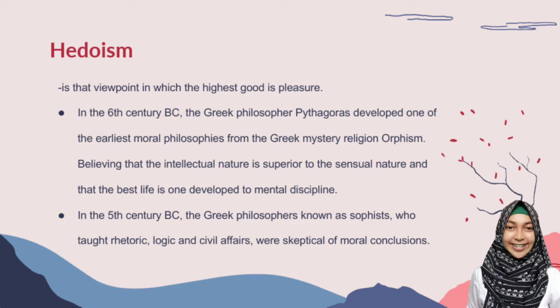While in the 5th century before Christ, the Greek philosophers known as sophists, who taught rhetoric, logic, and civil affairs, were skeptical of moral conclusions. They argued that gods could not be the explanation of human action. Many rhetoricians during this period were instructed under specialists in Greek rhetorical studies as part of their standard education.